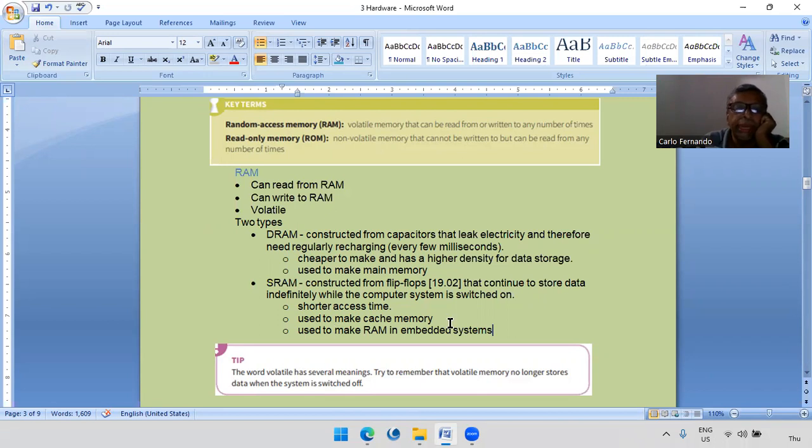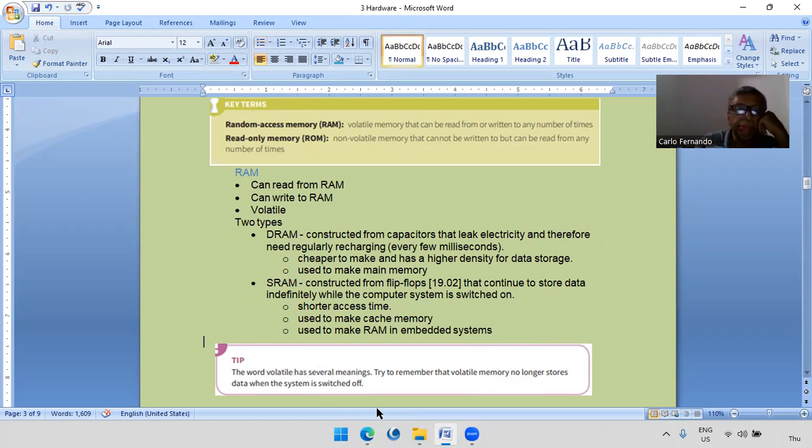Then used to make cache memory. We learned about cache a little while ago. That is made out of this SRAM. Used to make RAM in embedded systems. In embedded systems: phones, washing machines, microwave ovens, many devices. The RAM is embedded into a chip, microprocessor and all these things. So for that you use SRAM, static RAM, chip.